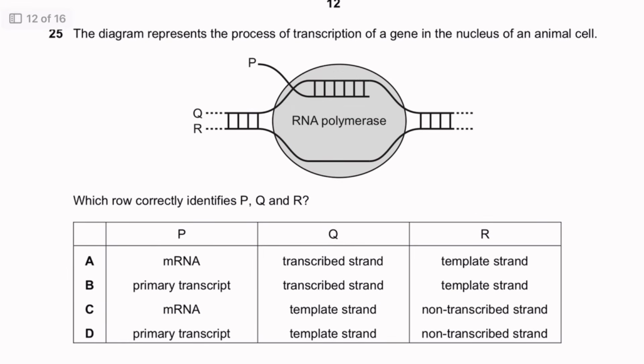Okay, the diagram shows the process of transcription of a gene in the nucleus of an animal. Which row correctly identifies P, Q, and R? Okay, so P and RNA polymerase is right here. So P is supposed to be, I think, the mRNA being produced. And then Q is the DNA that's been opened.